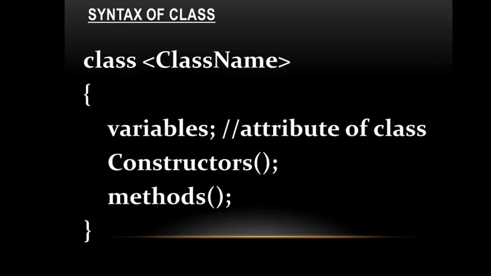Syntax of the class, as we have seen in the earlier classes: a class will have a class name and it will consist of variables which will be the attributes of that class only. It will have a constructor function and methods. So that is the composition of a class.